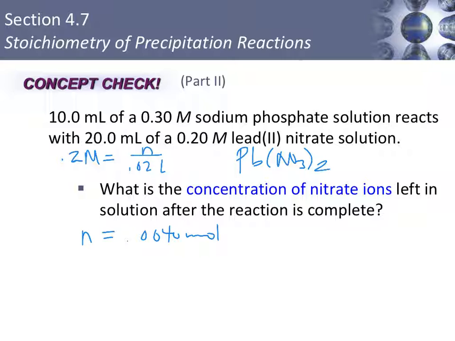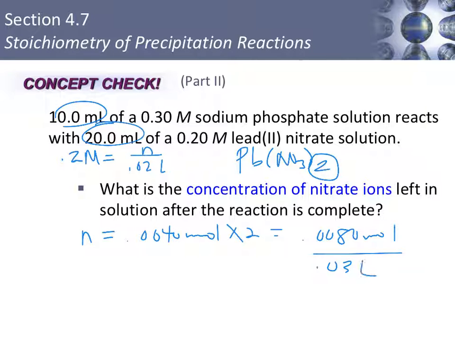But for nitrate ions, we have a subscript of 2 in our chemical formula. So we have 0.0080 moles of nitrate ions. But we want the concentration, we want the molarity. Once we put the two solutions together, we're going to have a total volume of 30 milliliters. So in liters, 0.03, and that gives us a concentration of 0.27 molar. That's the concentration of the nitrate ions after the reaction is complete. The same number of moles, but now in a larger volume because we've added the two solutions together.